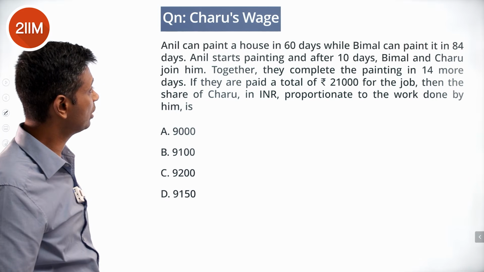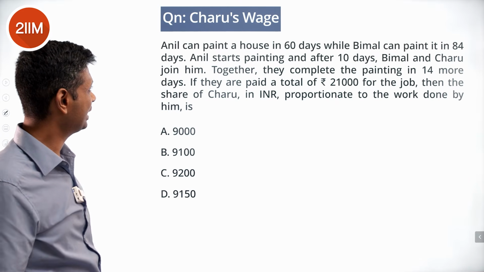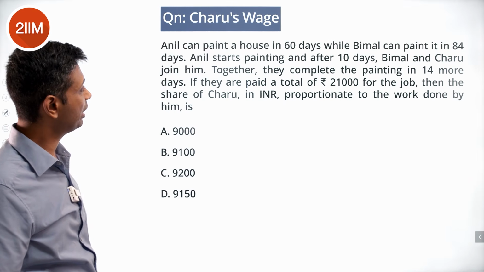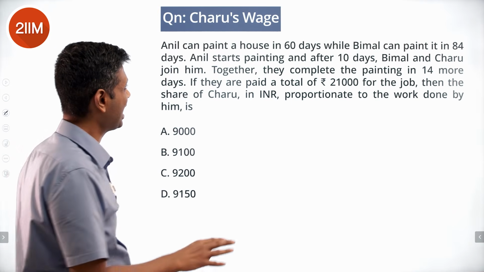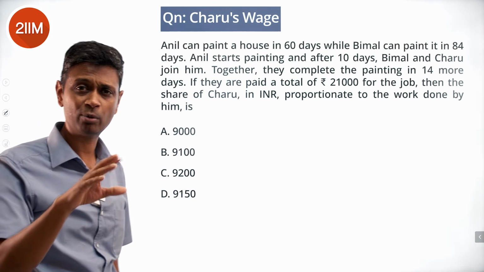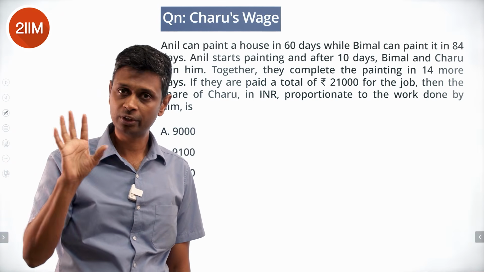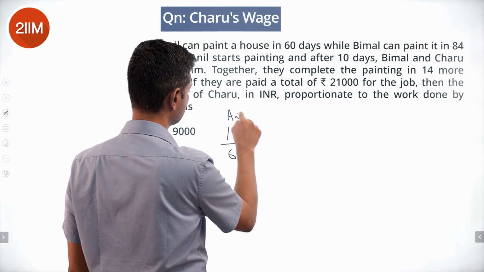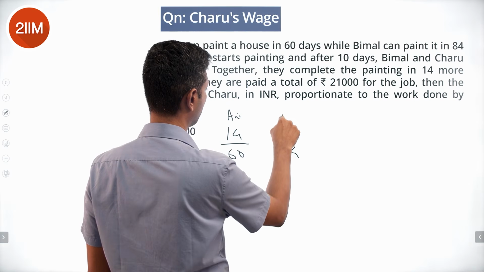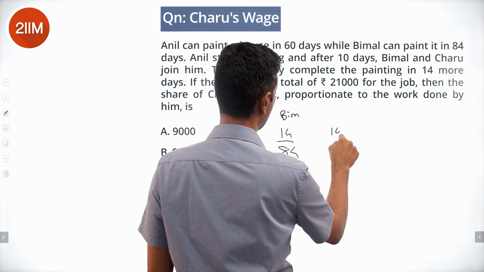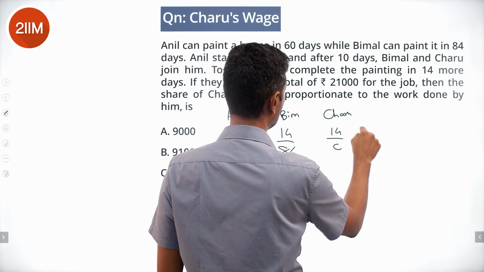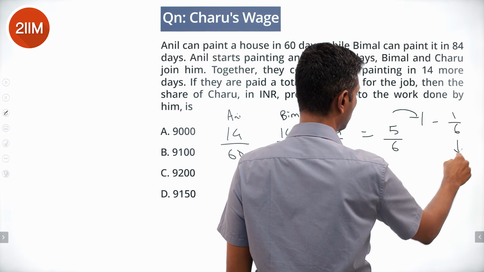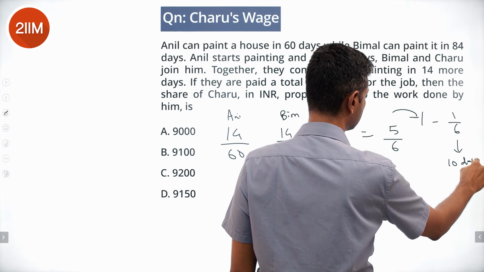Anil paints a house in 60 days while Bimal can paint it in 84 days. Anil starts painting, and after 10 days, Bimal and Charu join him. Together they complete the painting in 14 more days. And so Anil paints for 10 days. And think about it, in those 10 days, he'll cover 1/6 of it. 14 more days, that is 14 by 60 from Anil, 14 by 84 from Bimal, 14 by C from Charu, covers 5 by 6. Why 5 by 6? 1 minus 1 by 6. Why 1 by 6? 10 days of Anil.